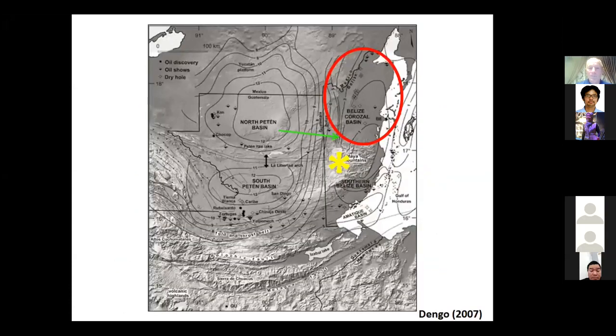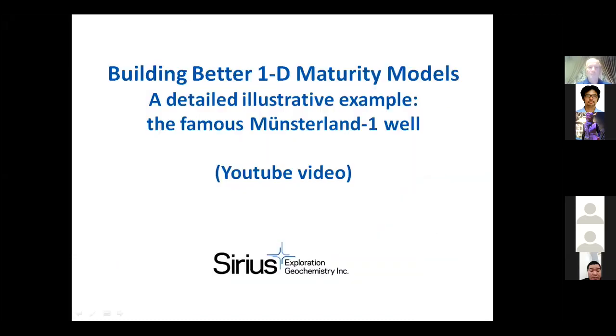This shows the picture I'm imagining. You've got right in front of the Maya Mountains, hydrocarbons coming out of the depocenter in the Petén Basin, which is somewhat productive, moving this way. We just don't know how big a play that could be, but it certainly makes it interesting.